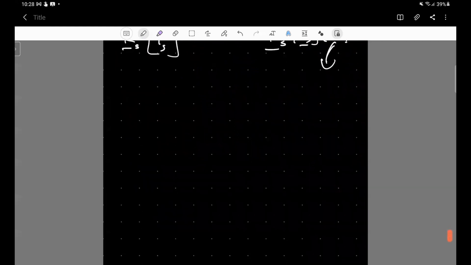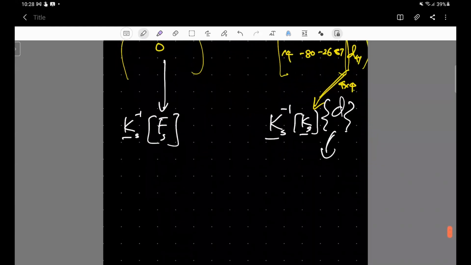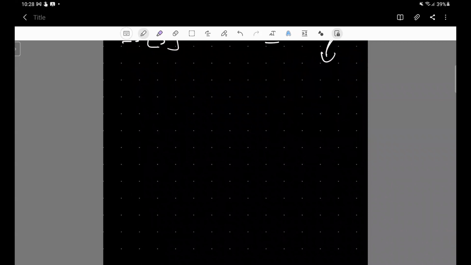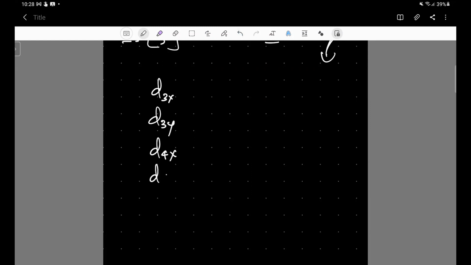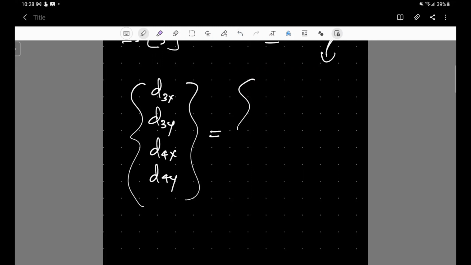And if you have done it correctly, you would end up getting the results, or the final displacements, for d3x, d3y, d4x, and d4y. So just check whether you get the correct results.